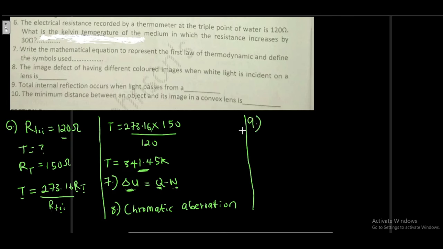Question 9, we have total internal reflection occurs when light passes from. Now, total internal reflection will only occur when light passes from an optically denser medium to an optically less dense medium.